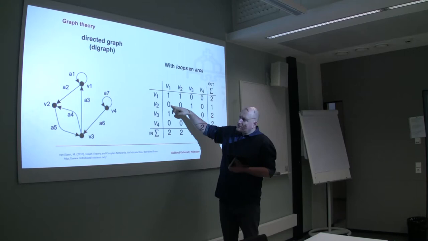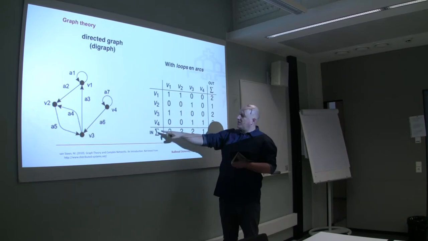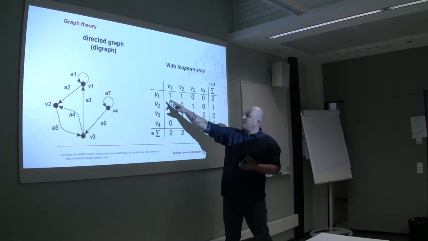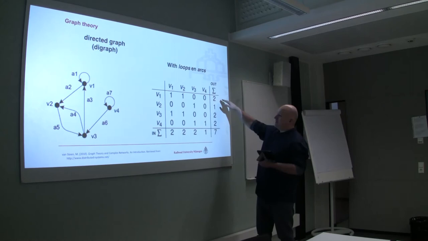There's not an incoming connection from V2. So here the columns mean incoming connections. There is an incoming connection from V3, but not from V4. But if you look at the rows, there is an outgoing connection to V2. So the rows here represent outgoing connections, the columns represent incoming connections.